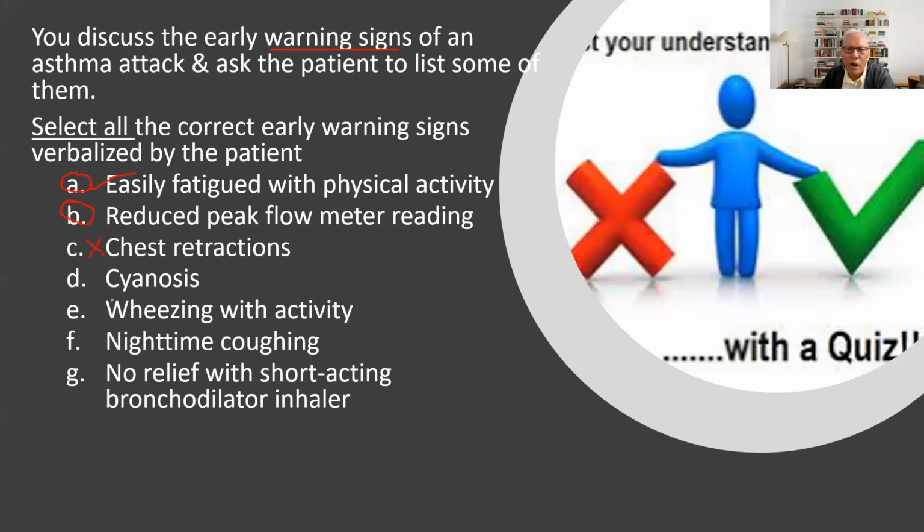So this is incorrect, as well as cyanosis. And of course, breathing with activity, this could be an early warning sign. So this is correct. And nighttime coughing, that's also correct. And no relief with short-acting bronchodilators. This means to say that the patient is having an acute attack. So the correct answers are A, B, E, and F. Very good.